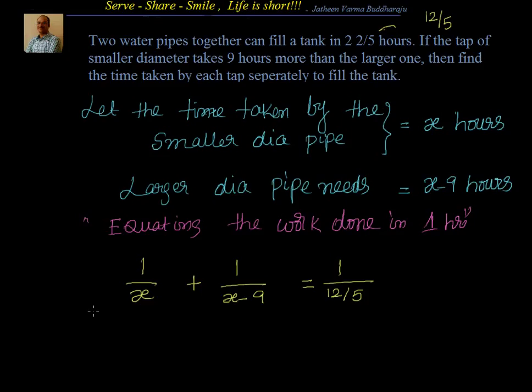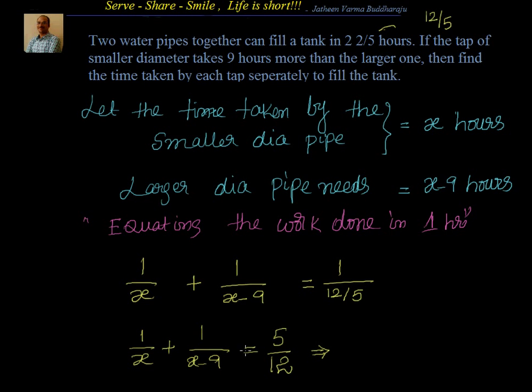And also we know that in 1 hour, the smaller pipe separately can fill 1 by x part of the tank, and the larger diameter pipe can fill 1 by x minus 9 part. So we are equating the work done in 1 hour, left hand side and right hand side. We will simplify this. So we will have 1 by x plus 1 by x minus 9 equal to 5 by 12.